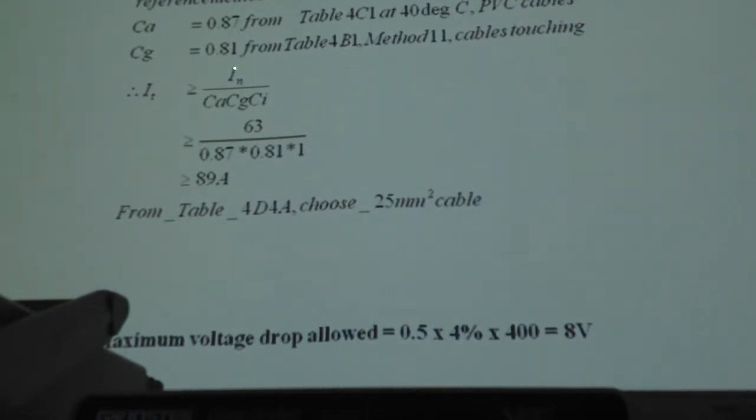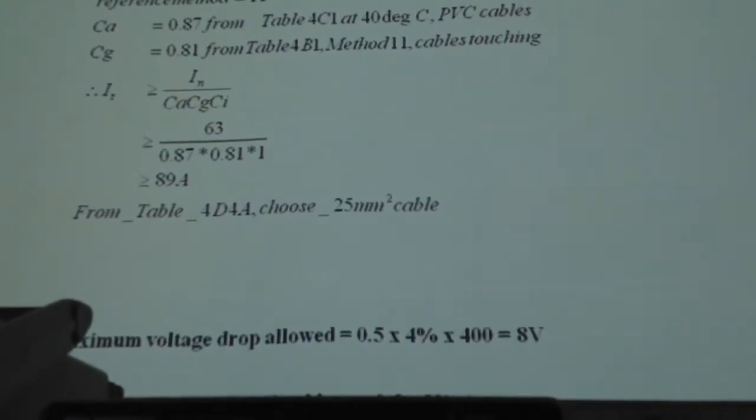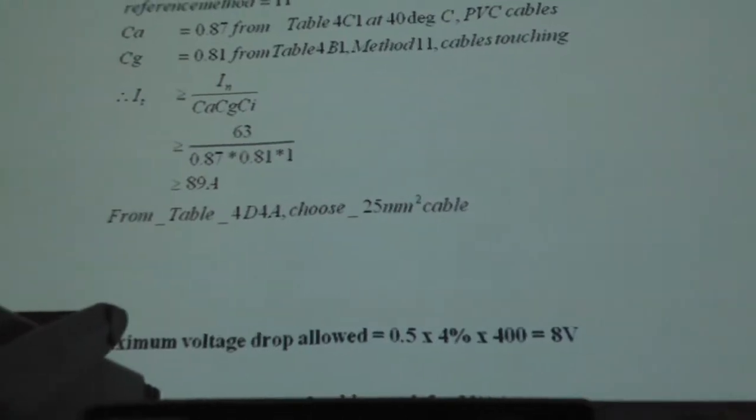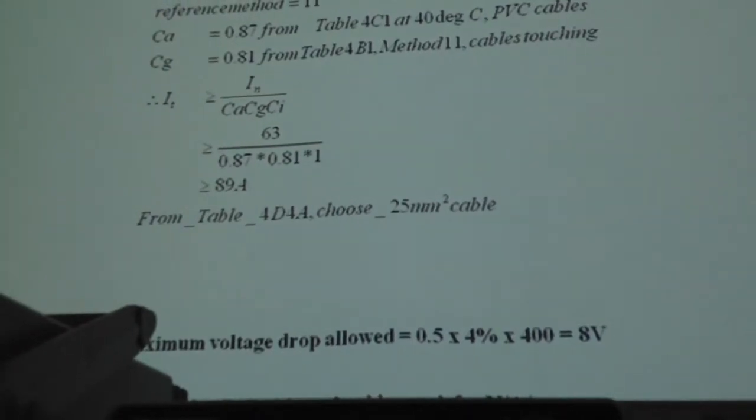Then I use the formula IN over CA, CG, CI. CA is 0.87, CG is 0.81, CI is equal to 1, unless the question tells you that the cable is installed in insulation materials. If the question tells you the cable is installed in insulation materials, then you apply a CI equal to 0.5. CI is either 1 or 0.5. If it's in insulation materials, you use 0.5. Otherwise, you just use 1.